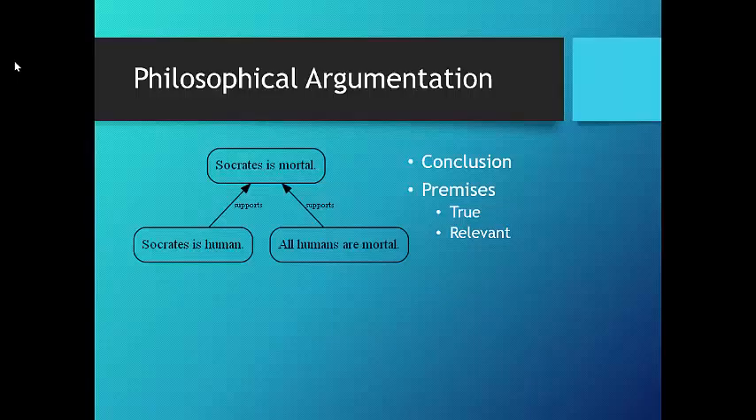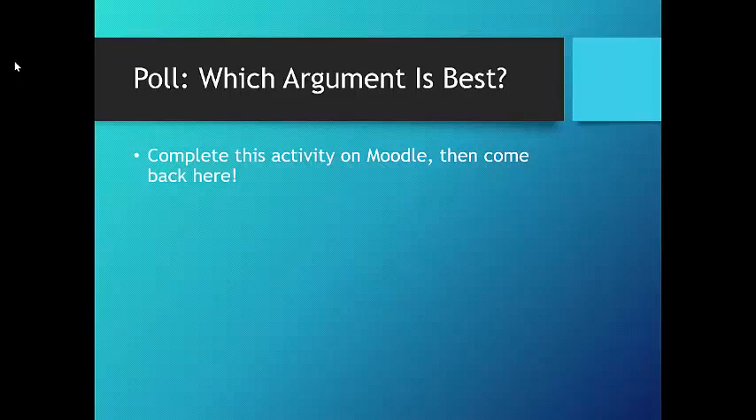And then relevant premises are just premises that don't go off on a tangent, that are directly related to the case that you're trying to make and that support your conclusion. So some of the informal fallacies that we'll talk about in a few minutes are making the mistake of being irrelevant, of taking the argument away from presenting premises that support the conclusion.